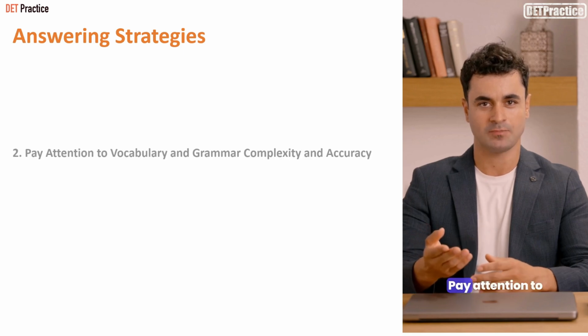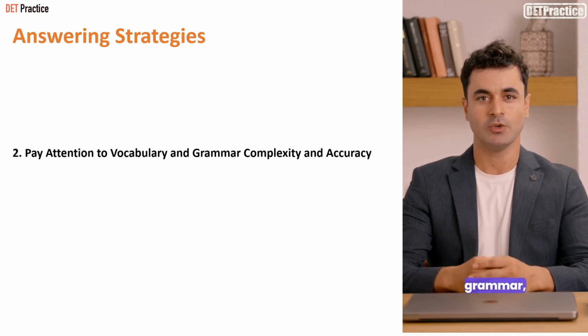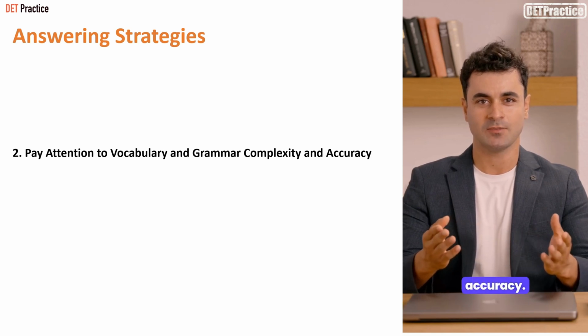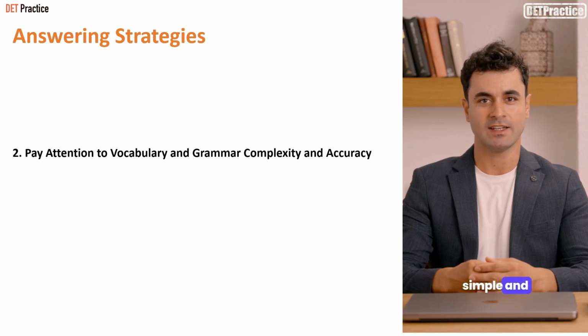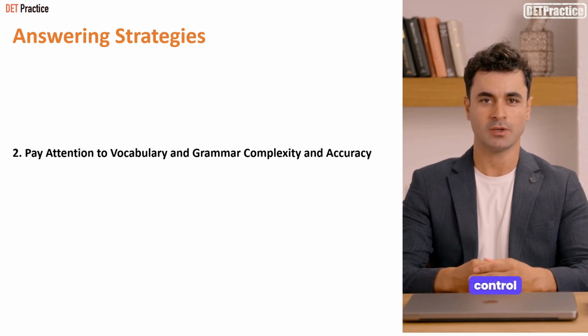Strategy number 2. Pay attention to vocabulary and grammar complexity and accuracy. This is crucial. Use diverse and descriptive vocabulary to enhance your response. Don't just say good when you could say exceptional or outstanding. Aim for grammatically correct sentences with a mix of simple and complex structures. Variety in your sentence patterns demonstrates sophisticated language control.